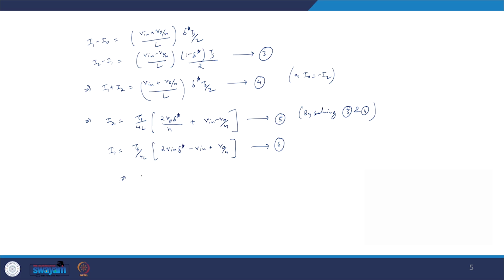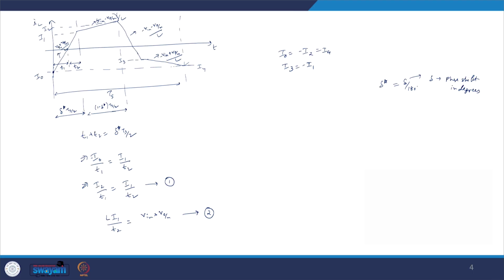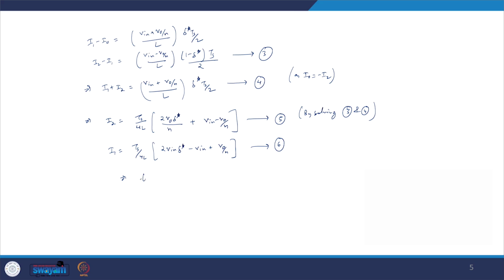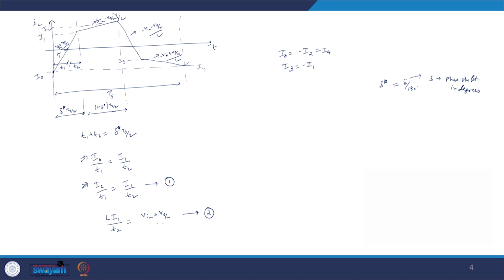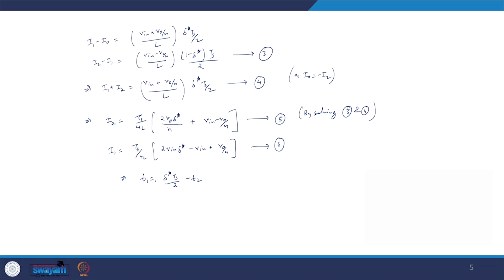So that indicates, since we have defined T1 going from this point to this point, we can write down this T1 to be equal to δ*Ts/2 minus T2, and this T2 we can write down from equation number 2, which will give us the value of T1 to be δ*Ts/2 minus L I1 by (Vin + Vo/n).